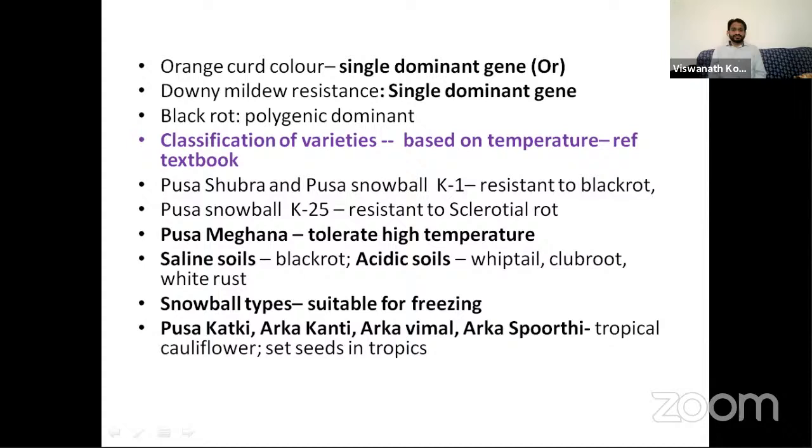Pusa Meghna is a tropical cauliflower. It can tolerate high temperature. Growing cauliflower on saline soils will cause black rot. And if you go on acidic soils, it causes deep tide, club root, and white rust. The tropical cauliflower varieties are Pusa Kartiki, Pusa Kanti, Pusa Vimal, and Pusa Sphurti. They set seeds in the tropics.